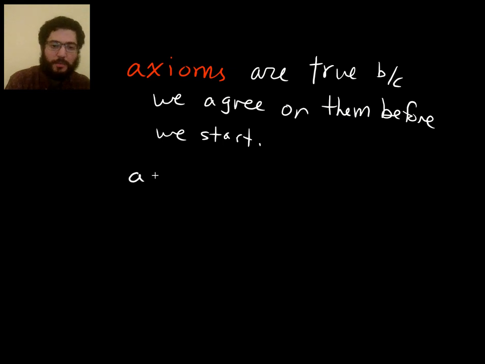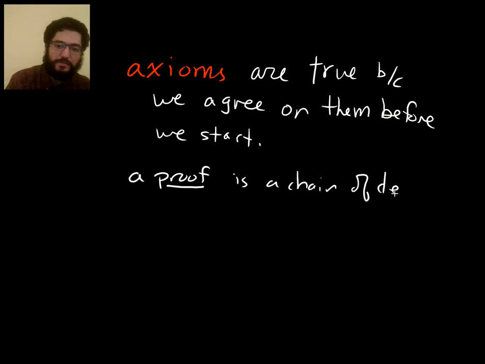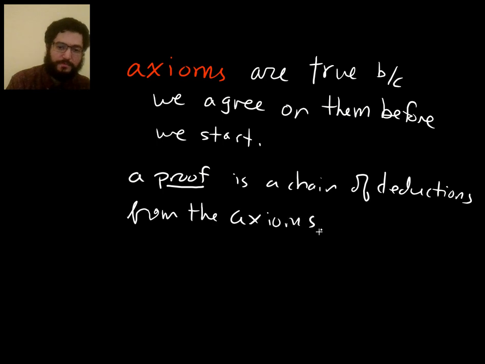Then a proof is a chain of deductions from the axioms. So it's this list of propositions where every proposition is either an axiom or deduced from previous propositions in the list. Or we could also allow propositions that were previously proven so that you don't have to repeat yourself if you have already proven something.